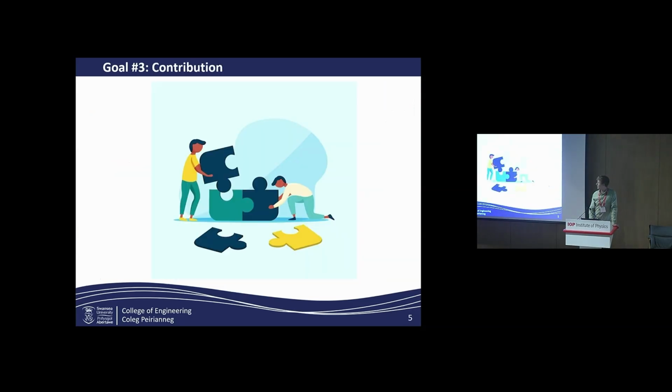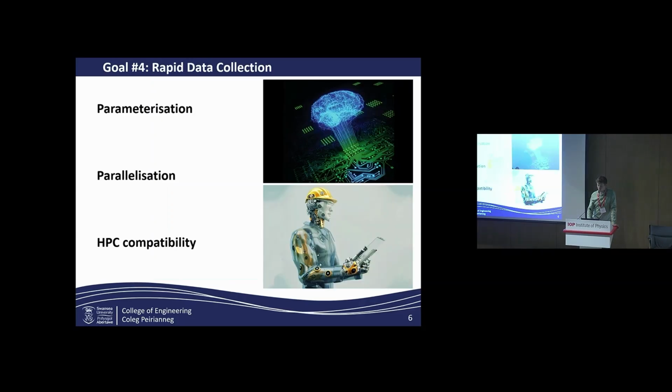So the third goal is contribution. We wanted to make it easy for others to add their own work to the package so it can grow quite organically. And then the fourth one, which is probably more prevalent to me, was rapid data collection. This was looking at ways that we can produce large quantities of synthetic data that we could use to train machine learning models. There's three ways that we can do this.